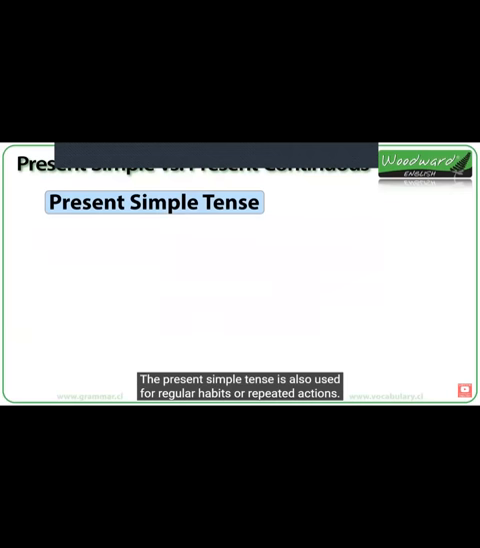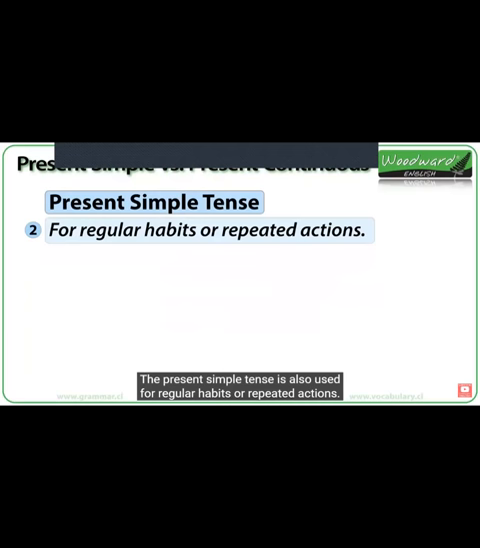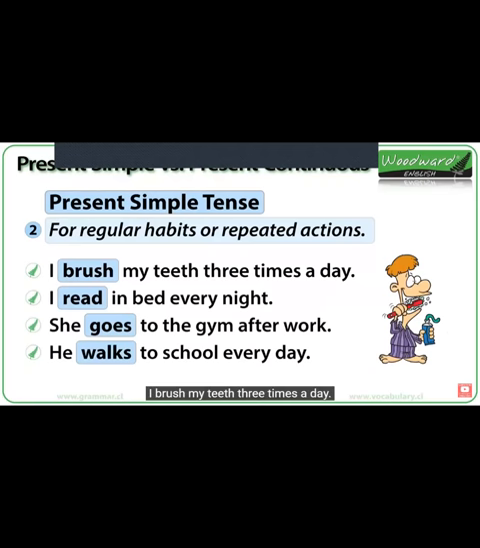The present simple tense is also used for regular habits or repeated actions. These are often daily routines, and they happen always, often, generally, every week, etc. I brush my teeth 3 times a day. I read in bed every night. She goes to the gym after work. He walks to school every day.